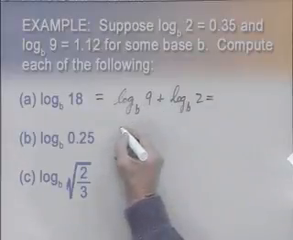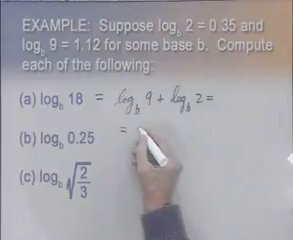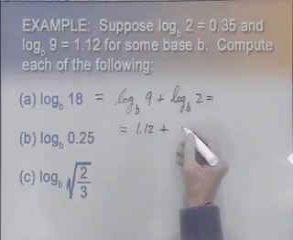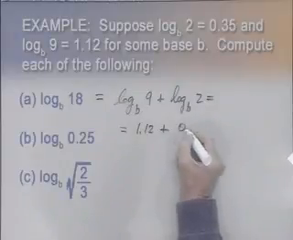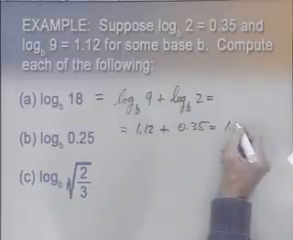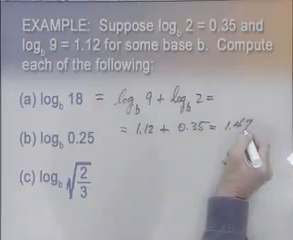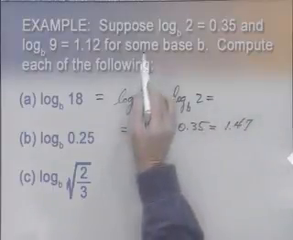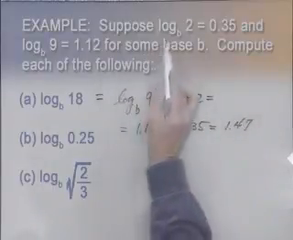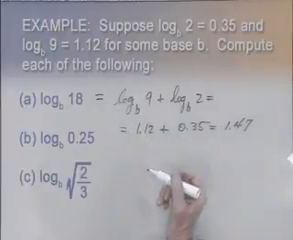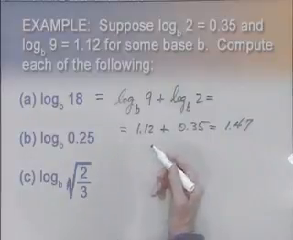And the log base b of 18, I think I can write that in just below here, is 1.12 plus the log base b of 2, which is 0.35. And if you add those together, you get 1.47. Now, here's the purpose of this activity. If you know a few logarithms, like in this case I know 2 logarithms, I can compute other logarithms based upon those. So by knowing just 1 or 2, you can begin to generate a whole list of logarithmic values.